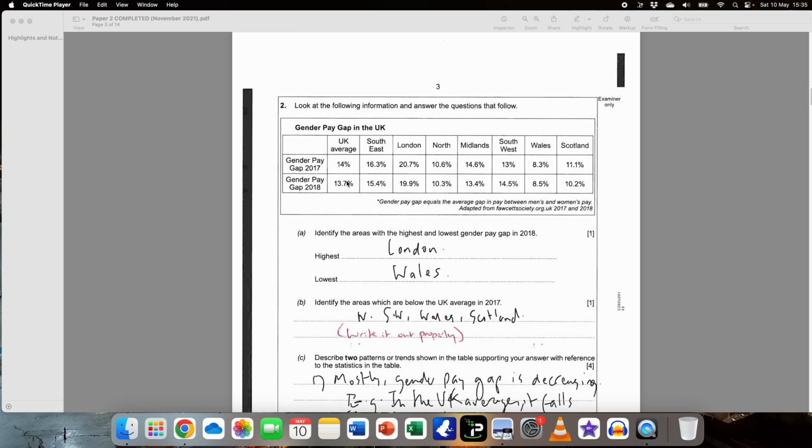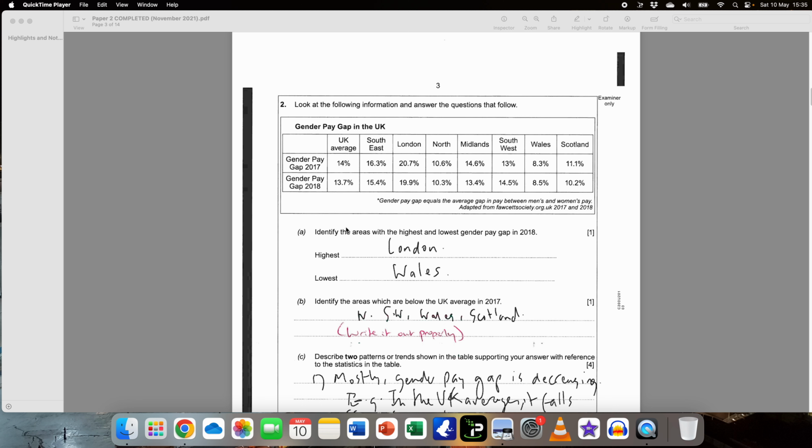The UK average has fallen from 14 to 13.7%. In the southeast, the gender pay gap has gone down again. In London, the gender pay gap has gone down. In the north, the gender pay gap has gone down. In the Midlands, so around Birmingham, the gender pay gap has gone down. But in the Southwest, it's actually gone up. In Wales, it's gone up. And in Scotland, it's gone down. So what can we say?